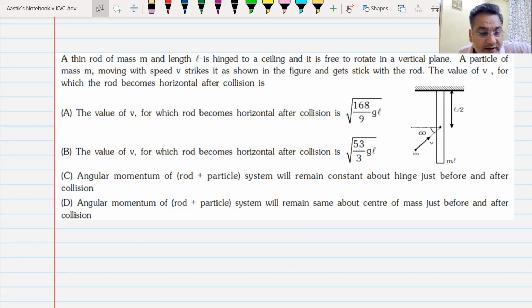A thin rod of mass m and length L is hinged to the ceiling and is free to rotate. A particle of mass m moving with speed v strikes it as shown in the figure and sticks with the rod. The value of v for which the rod becomes horizontal after collision. I hope you understand the question. Which option is correct? Need to give the correct option A, B, C, and D. Do you understand the question? Yes or no? Yes, sir. Let's see if we can do this.